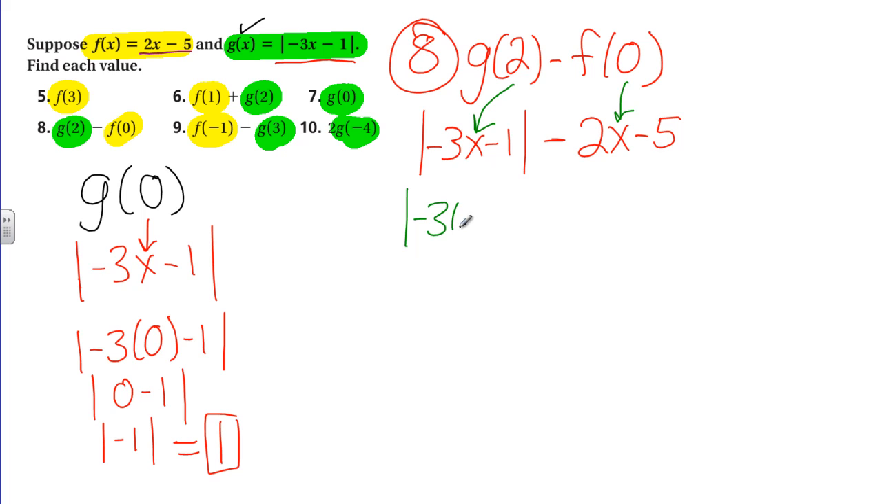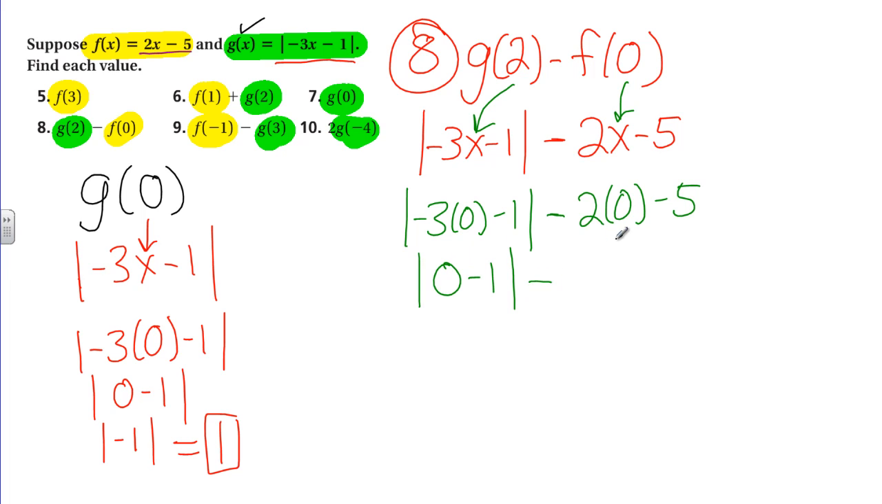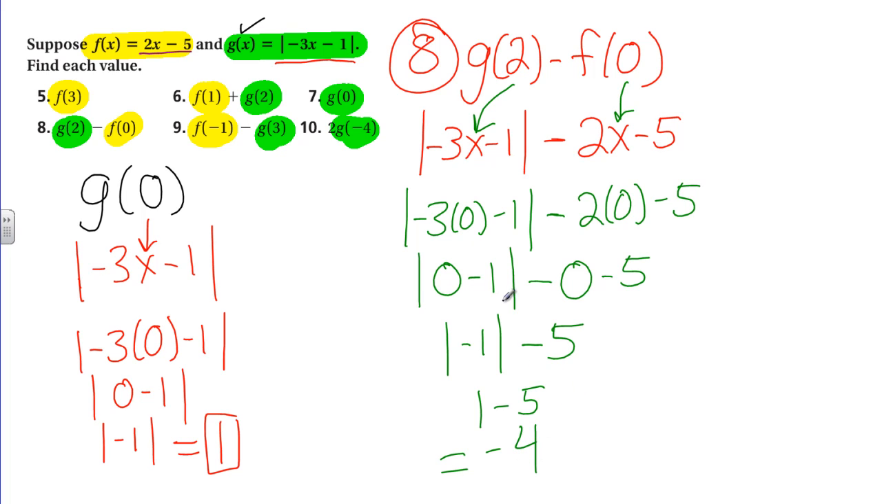Okay, so we got negative 3 times 0 minus 1 minus 2 times 0 minus 5. And then negative 3 times 0 equals 0, so 0 minus 1. And then minus 2 times 0 equals 0, so we got 0 minus 5. And then the absolute value of 0 minus 1 equals negative 1. Minus 0 minus 5 just equals minus 5. And then absolute value of negative 1 equals 1 minus 5. So that equals a grand total of negative 4. So that's the answer for number 8.